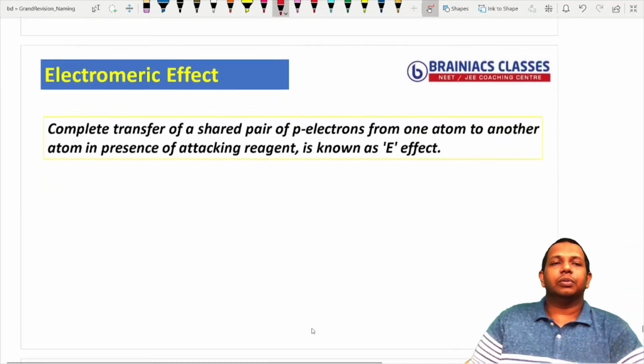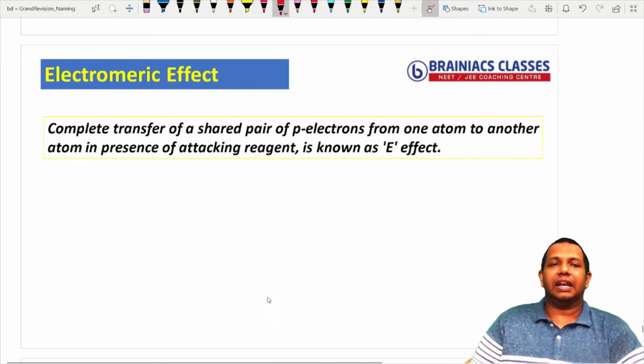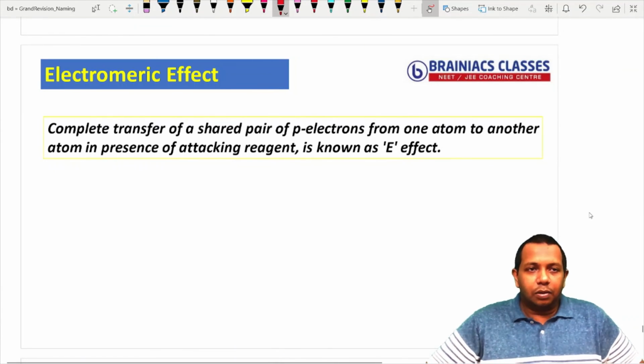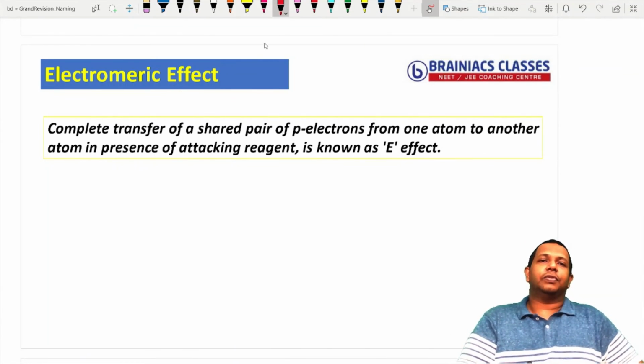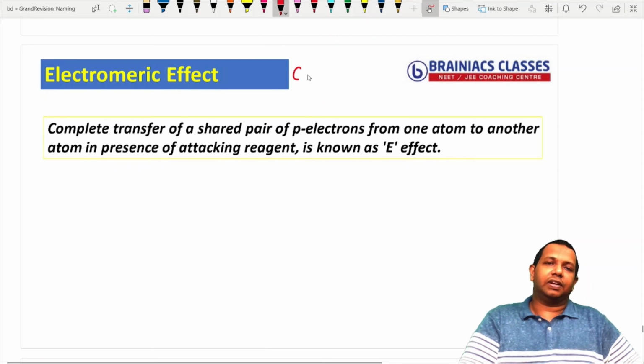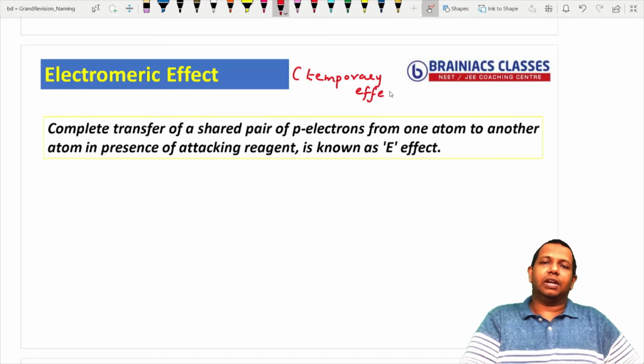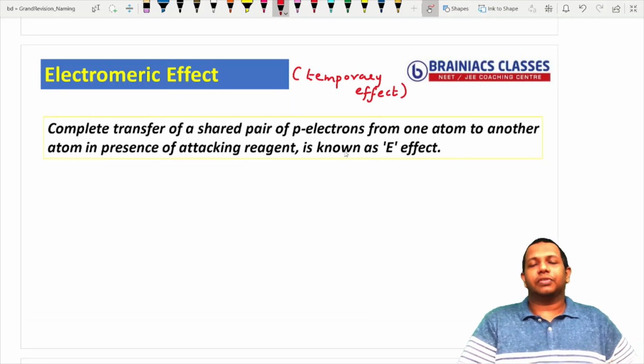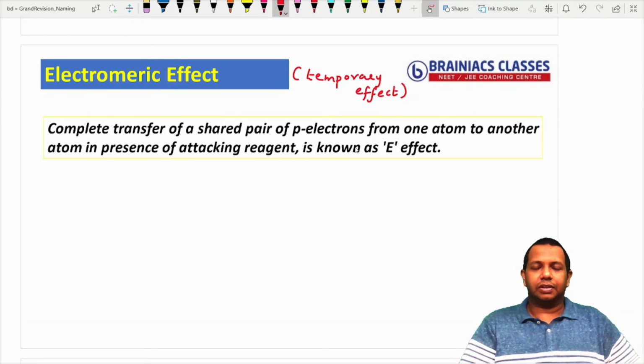Now let us go to the last effect, that is the electromeric effect. Now let's start electromeric effect. The first thing you should remember about electromeric effect is that it is a temporary effect. Until now we have learned about 4 effects. The first one was inductive effect, which was a permanent effect. Then we learned about resonance effect, which is also a permanent effect. Then we learned hyperconjugation effect, which is also a permanent effect. And electromeric effect is the only temporary effect.